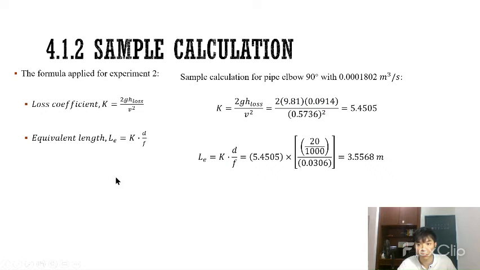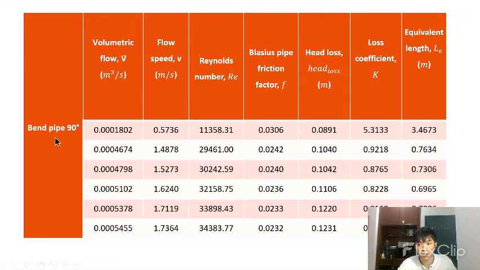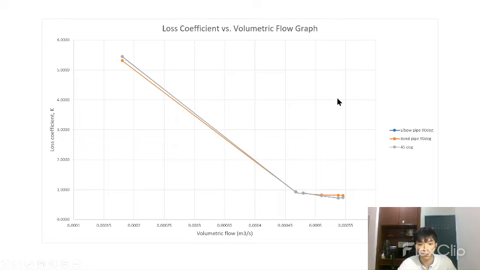Of course, this is the experiment we also use, and then we calculate the K, the loss coefficient, and the equivalent length. So this is the tabulated data from the elbow pipe 90 degree, and this is for the bend pipe 90 degree and bend pipe 45 degree. So we tabulate all the data, with the loss coefficient and equivalent length in the last two rows, which are the calculated ones, and then we compare using the graph.